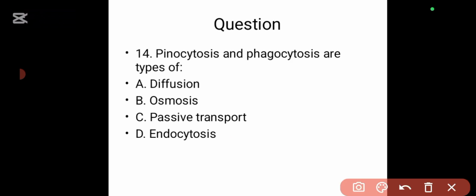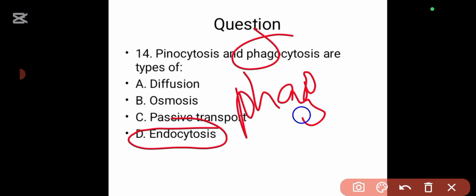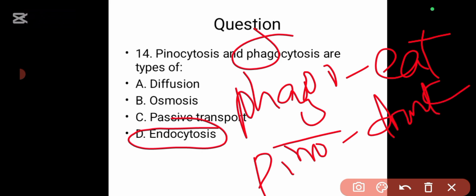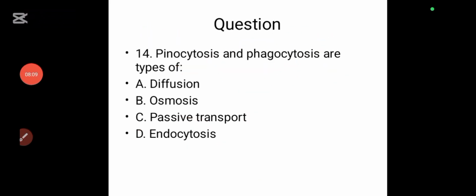Pinocytosis and phagocytosis are types of what? Endocytosis. They are types of endocytosis, that is substances entering into the cell. Phago means to eat, while pino means to drink. So cyto, cell. So that is cell drinking in pinocytosis, and cell eating in phagocytosis. So the answer is pinocytosis and phagocytosis are examples of endocytosis.